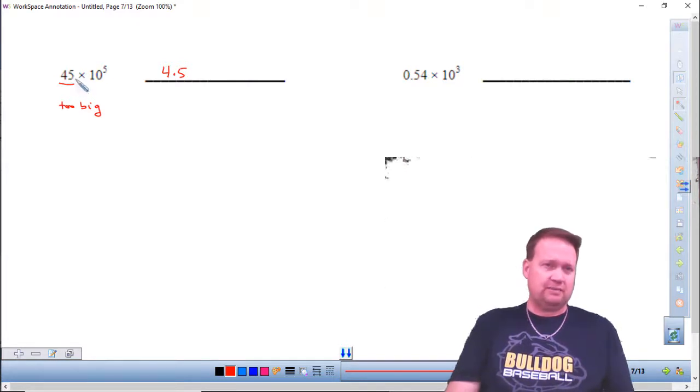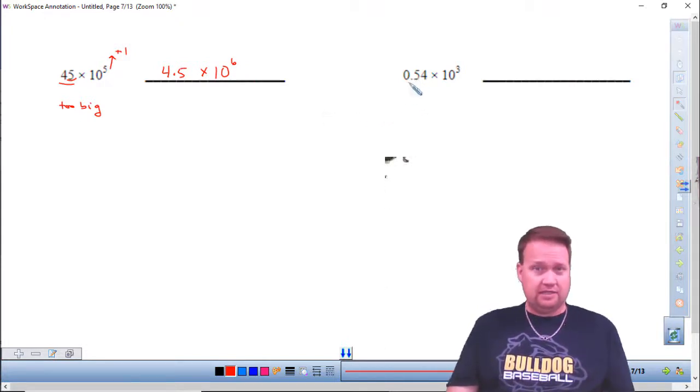So I want you to think about it this way. The decimal was right there, and I just made this number a little bit smaller. And if I make it a little bit smaller, that power has to get a little bit bigger. Since I moved it one place here, I got to make the power bigger by 1, so it's times 10 to the 6th power.